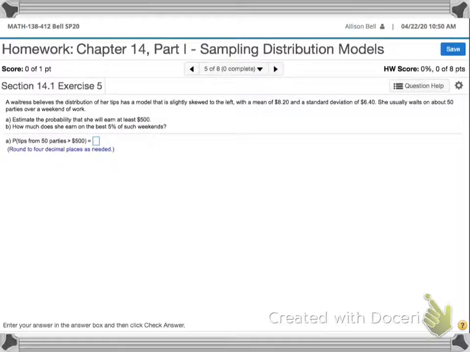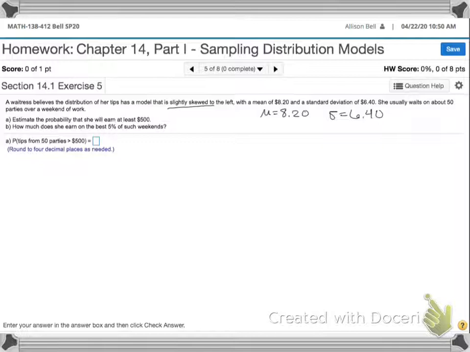Okay, I'm going to record this so that you guys can get help with this online homework question that seems to be troubling a lot of people. It says, a waitress believes the distribution of her tips is slightly skewed to the left with a mean, so mu is 820 and the standard deviation is 640, but this model is not normally distributed.